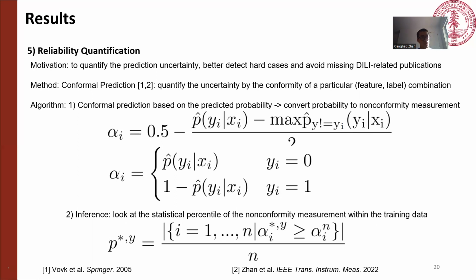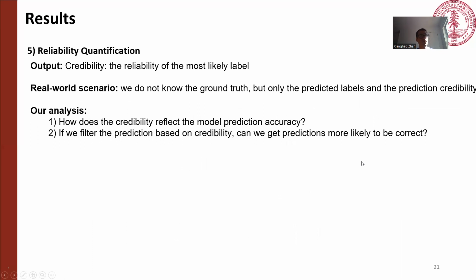And at the inference stage, when we are looking at a new prediction with a potential label, we just need to look at the statistical percentile of the non-conformity measurement within the training data distribution. So we convert the non-conformity measurement into a p-value, and this p-value could quantify the reliability of a particular prediction with the label being y. And here, the main takeaway of this algorithm is that the output of this conformal prediction is the credibility, that is the reliability of the most likely label. Because in real world scenarios, we do not know the ground truth, because not like our validation data set, where we know the ground truth label is negative or positive, in real world cases, in our application we only know the prediction made by the model, but we do not know the ground truth.